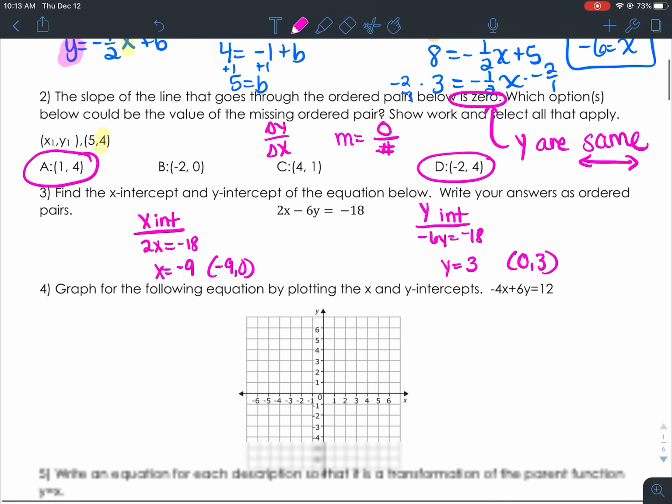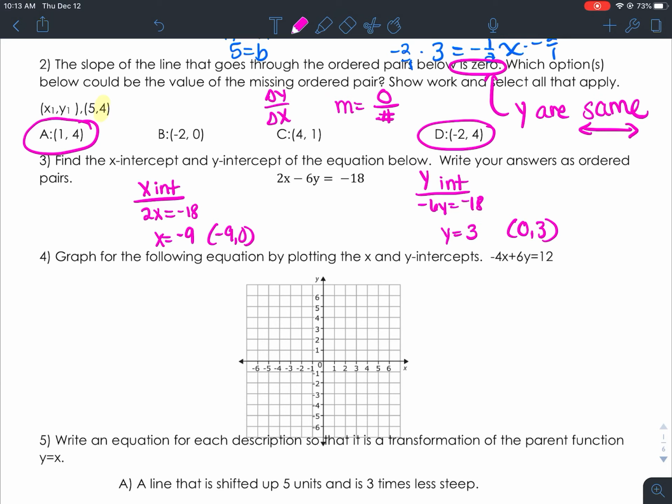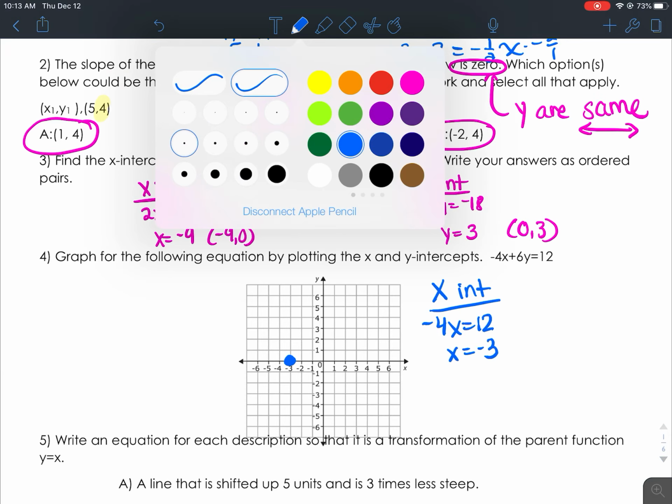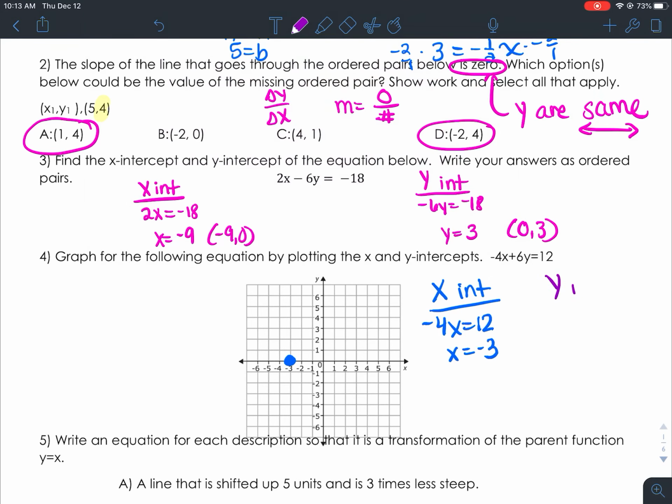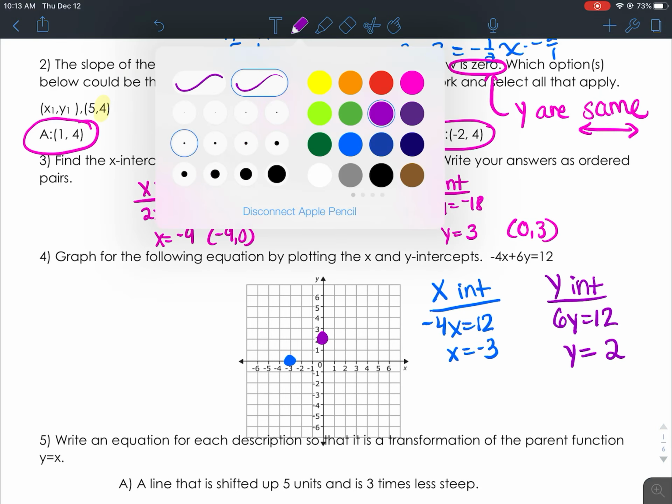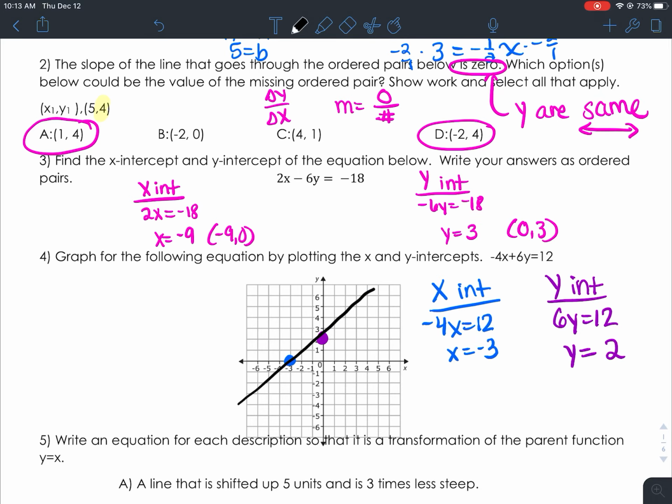All right, graph the following by plotting the intercepts. Let me change back over to blue. For the x-intercept, again, we make y 0, so we get negative 4x equals 12, or x is negative 3. So it's going to be right here. Then we do our y-intercept. We take out the x, so we're left with 6y equals 12, or y equals 2. And then we can go ahead and connect those there.